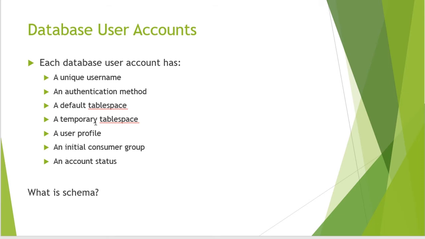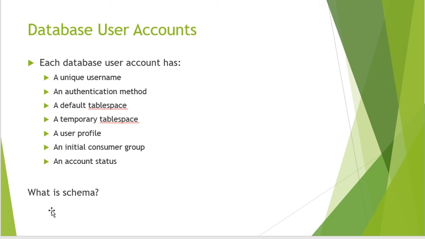An initial consumer group. Consumer groups are used by resource manager. An account status. Account status can be open, locked, or locked and expired. Open means you can log into the database by using that user account. If the account is locked, you cannot access the database by using that user account. The account must be open in order to access the database. Expired means the password must be changed before logging in to the database.